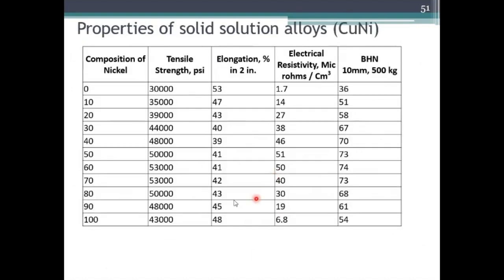So these are the properties. See here, the composition of the nickel is changing. It is increasing from 0 to 100. Simultaneously, the tensile strength is also increasing up to a certain point, 50,000, then it starts decreasing. Similarly, the elongation is decreasing. But in electrical resistivity and hardness, up to a particular point it goes on rising, then it reduces.